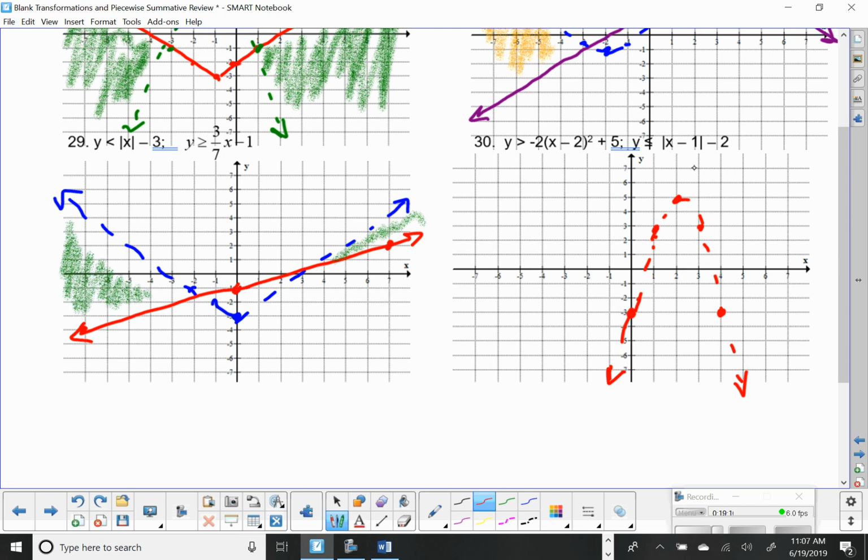And then we have an absolute value that went to the right 1, down 2. And it just goes like this. And it's solid. And then we get the crayons out, just because they're much easier to color things with. And we are going to be above the parabola and below the absolute value. So we're going to be below the absolute value and above the parabola. That will put me in here.